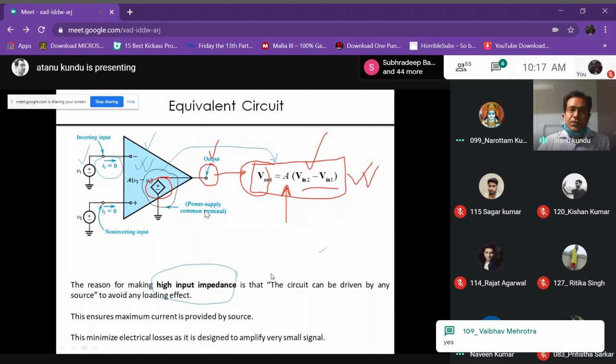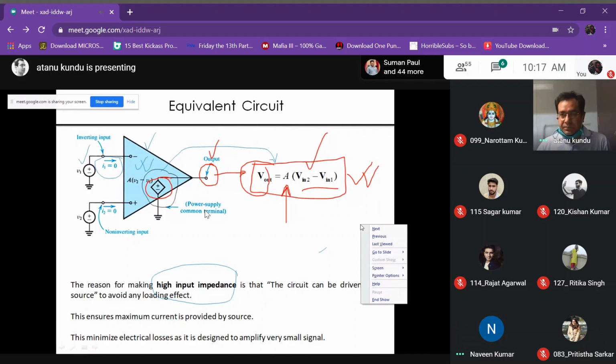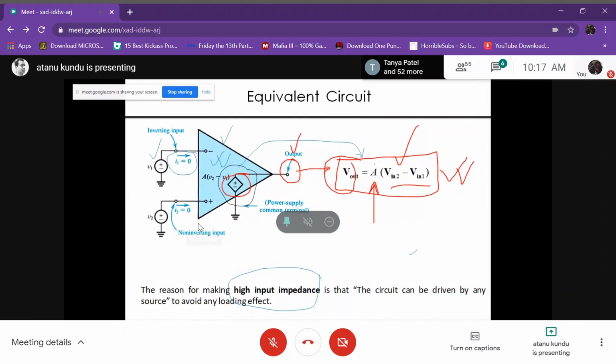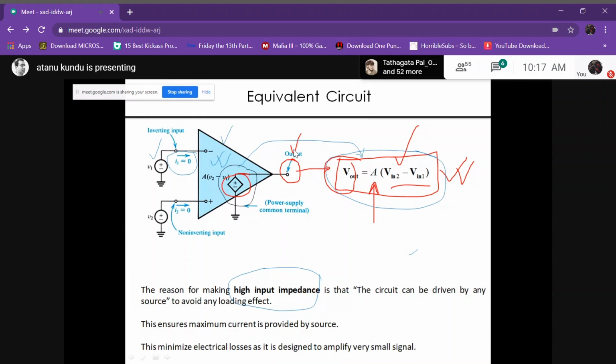So what I was discussing: the op-amp output voltage, you have checked, is V out equals A into (V in 2 minus V in 1). If we look at the circuit, we are trying to see the op-amp equivalent circuit. What is the circuit it can be? From the output we are measuring a voltage, which is some constant gain times the difference of voltages. So the output is also a voltage.